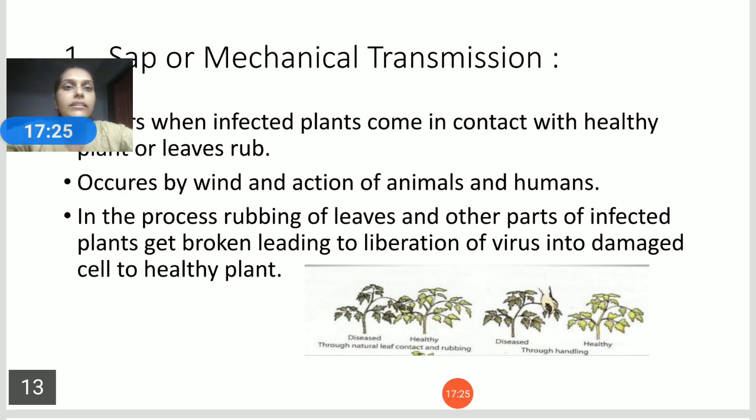In the process of rubbing, leaves and other parts of infected plants get broken, leading to the liberation of virus into the damaged cells of the healthy plant, right? So it means the infected plant gets broken, and through the rubbing of leaves and other parts, the virus is liberated into the damaged cells of the healthy plant.